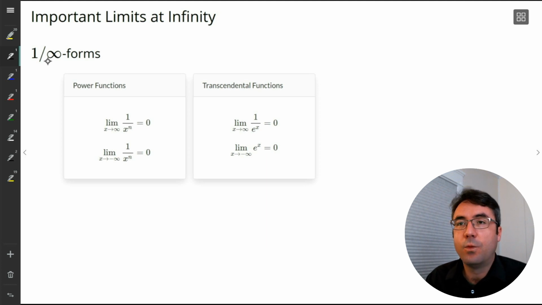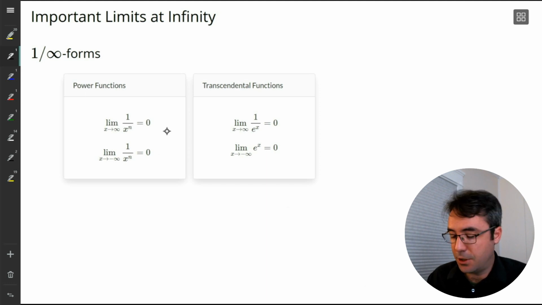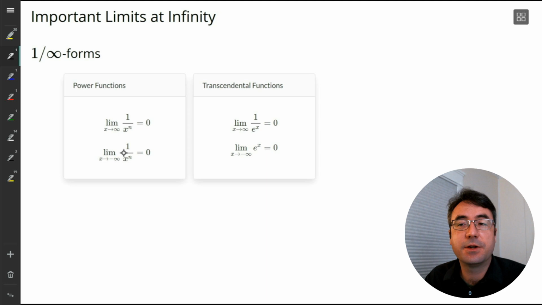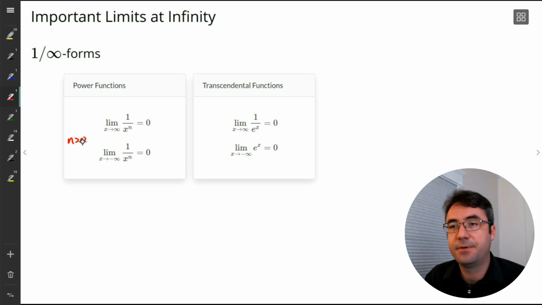So we have these 1 over infinity forms, and these all go to 0. So we have these 2 here for power functions. So we have 1 over x to the n in each case here. And it doesn't matter whichever direction you approach, x approaching infinity or x approaching minus infinity, that fraction is always going to 0. And this works for really any positive exponent. So if you have a fraction and the power is a positive exponent there, well, then that fraction is going to 0.